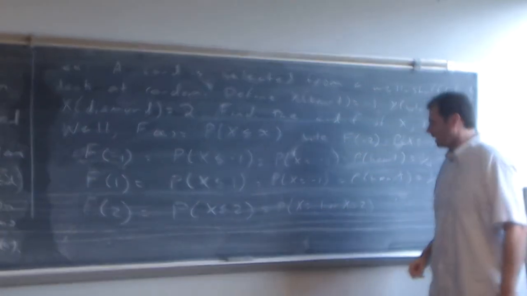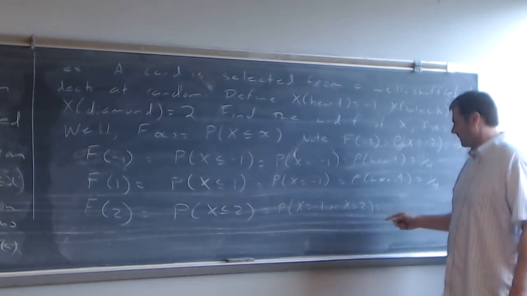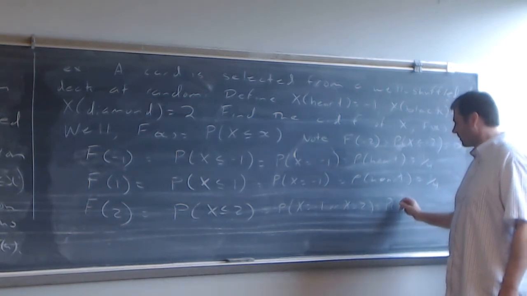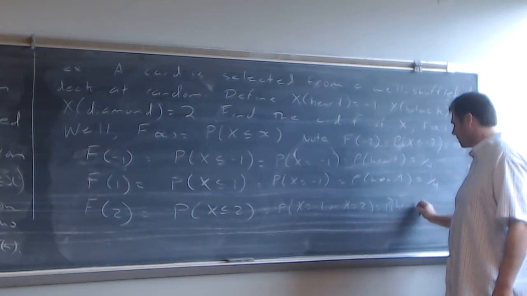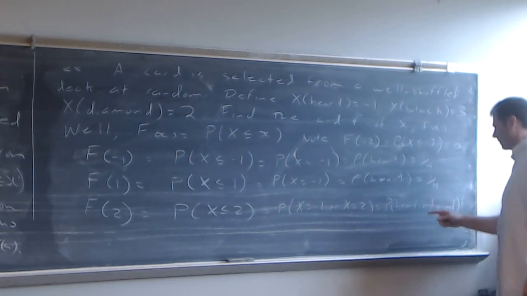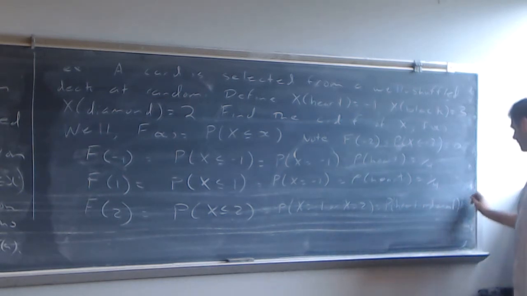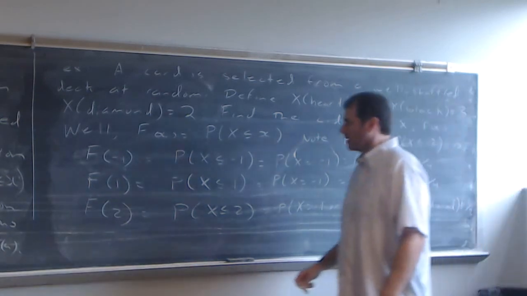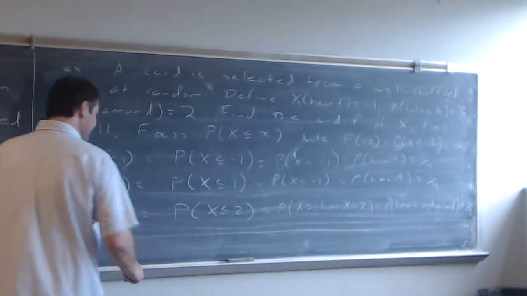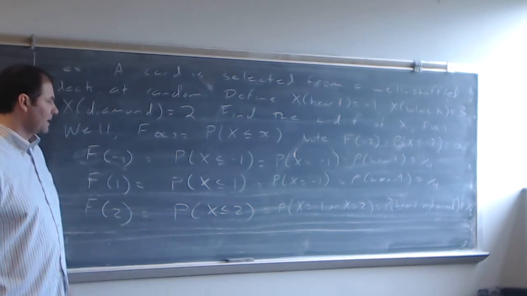Now these are, if you will, mutually exclusive events. They can't happen at the same time because they're the probability of a heart or diamond. And, well, the probability you got a heart or a diamond means you got a red card, that's 1/2. And then if you look at F of 2.5, that again is going to be 1/2.